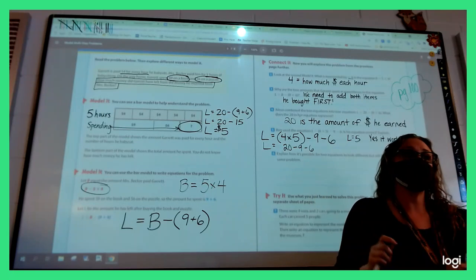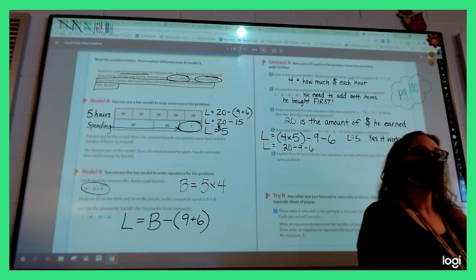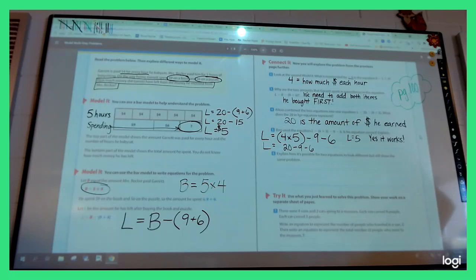All right, Abby, explain it in your own words. It works because if you do 20 minus 9, that would be 11, and 11 minus 6 is 5. Okay. Makes perfect sense.